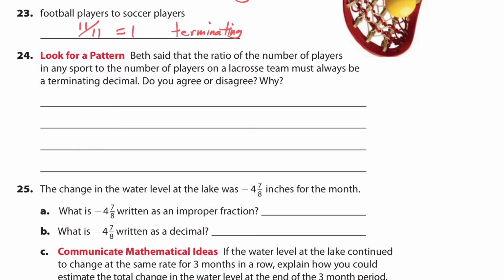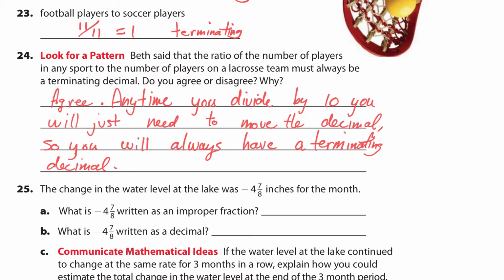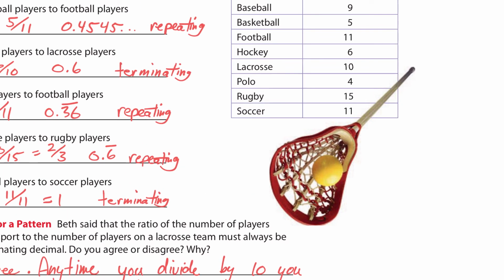Okay, so let's look for a pattern here. Beth said that the ratio of the number of players in any sport to the number of players in a lacrosse team must always be a terminating decimal. Do you agree or disagree? I said, yeah, I agree. Anytime you divide by 10, you're just going to move the decimal, so you're always going to have a terminating decimal. You're just going to move it over one time. Nothing's going to repeat. There you go. Because when you divide by the lacrosse players, you're always dividing by 10.